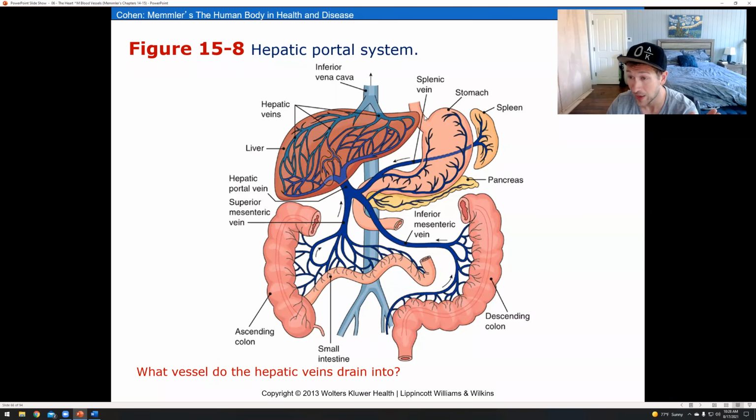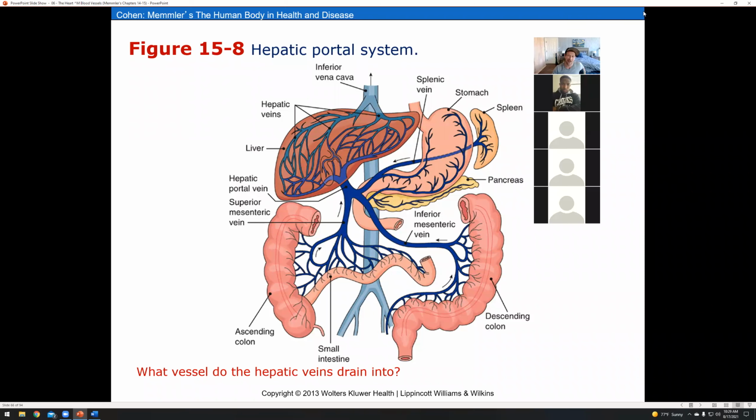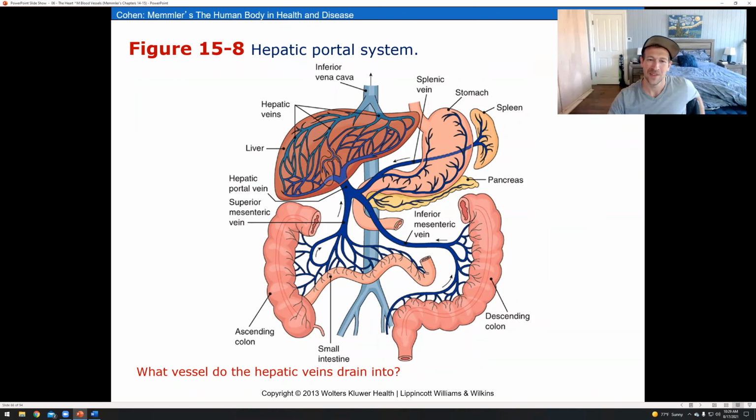There's your liver, by the way. This is what we call your hepatic portal system. This is my favorite name in the body. This is my favorite, I think, in terms of pieces of anatomy.